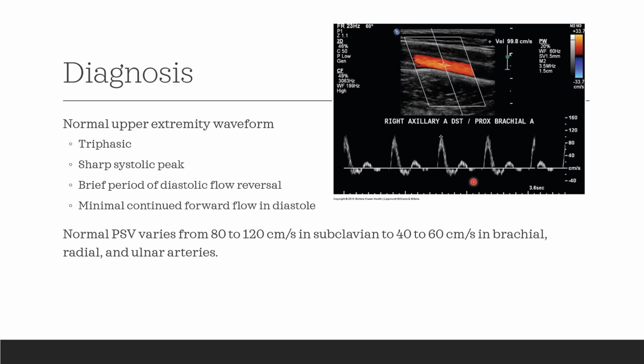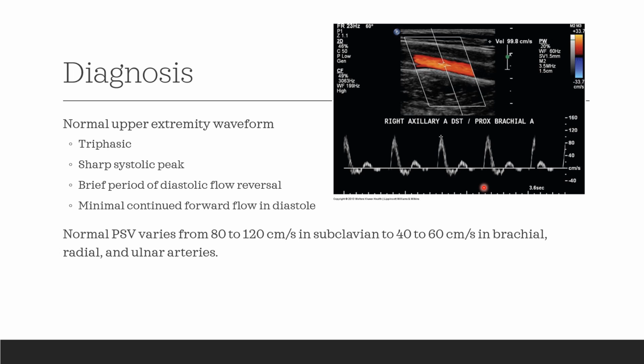Now, we know that the arm is primarily made of muscles, and muscles have a low metabolic need when they're at rest. Because of that low metabolic need, the arterioles feeding the muscles in the arm should constrict, causing a lot of resistance to the blood flow. So we would see this triphasic flow in that normal high resistance state.